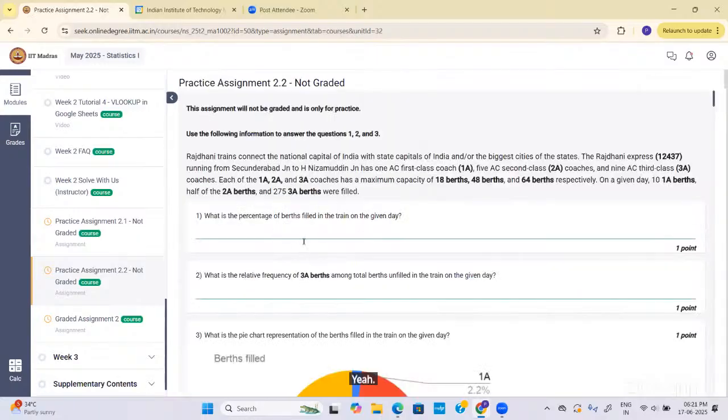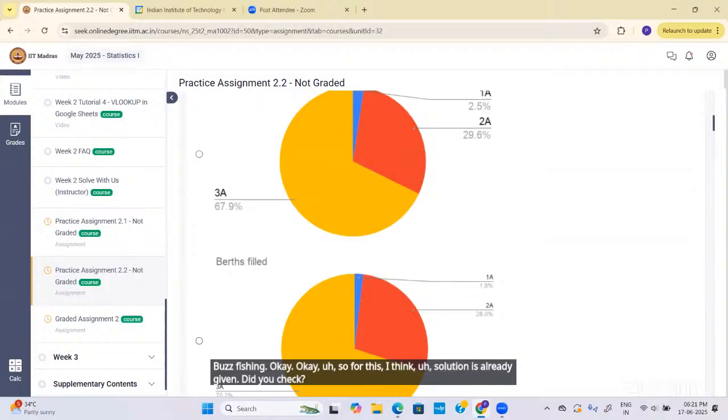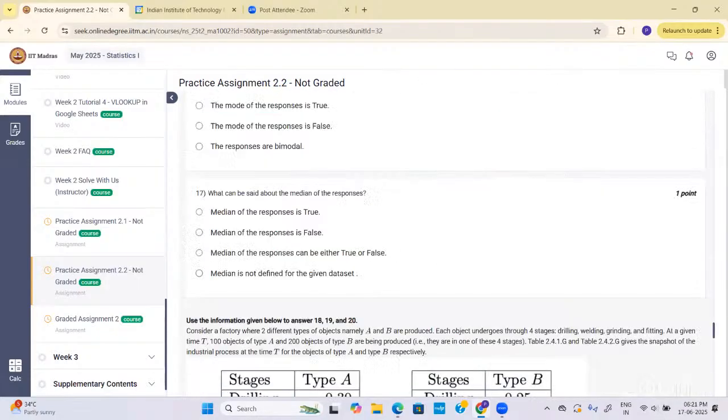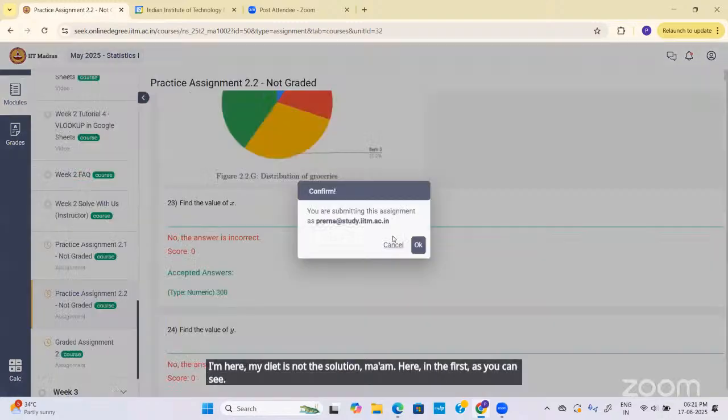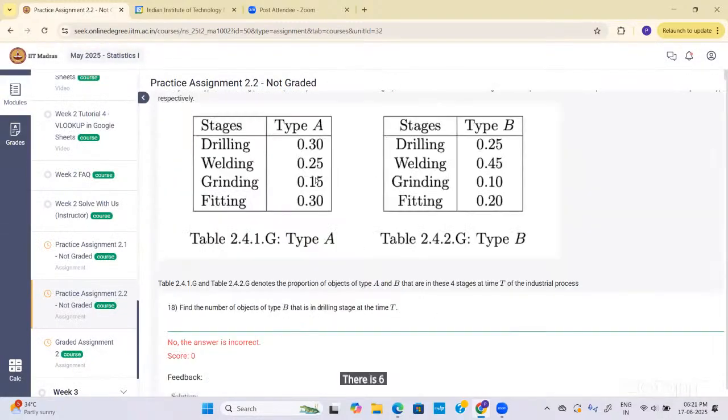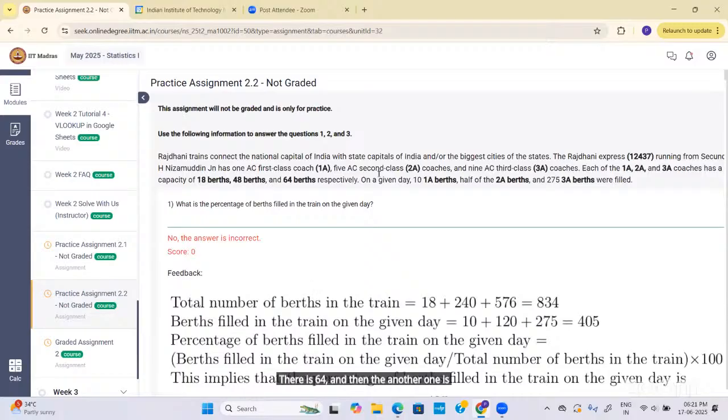Which question? First question, ma'am. So for this, I think the solution is already given. Did you check? Here my doubt is not the solution, ma'am. As you can see, there is a B, there is 64, and then the other one is 275. I didn't get that one.